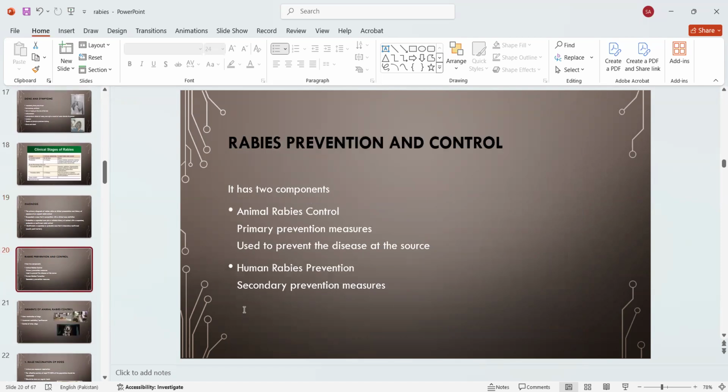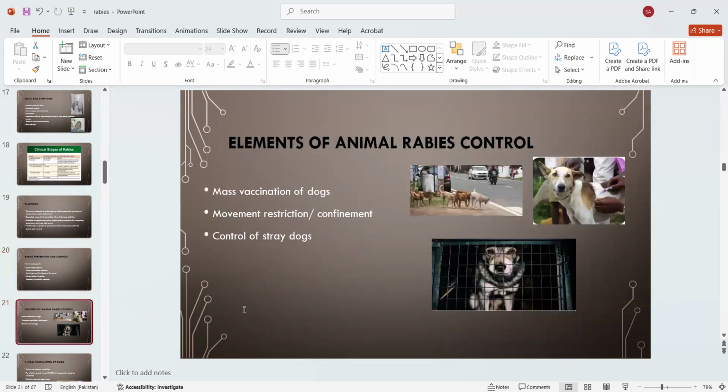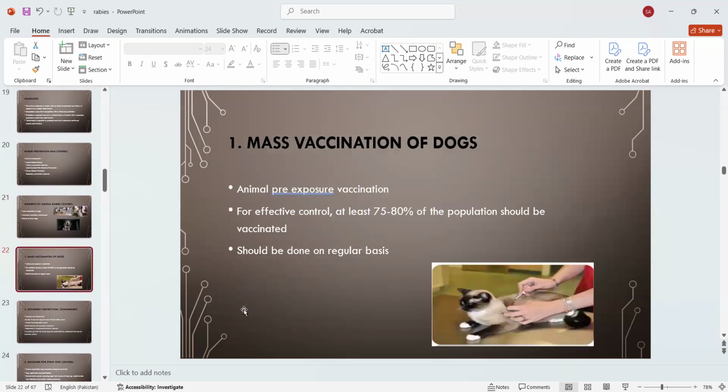Rabies prevention and control. It has two components. Number one is the animal rabies control, which is a primary prevention measure used to prevent the disease at the source. The second is the human rabies prevention, which is a secondary prevention measure. Now, what are the elements of animal rabies control? It includes mass vaccination of dogs, movement restriction, control of stray dogs.